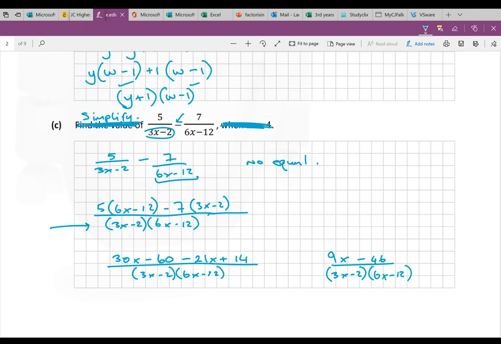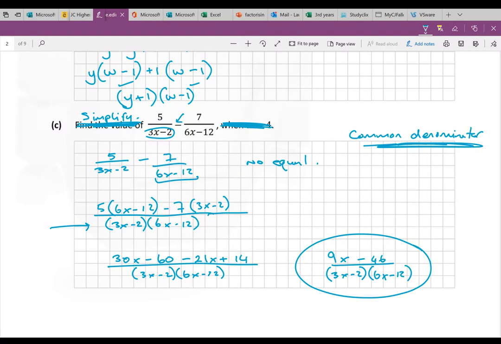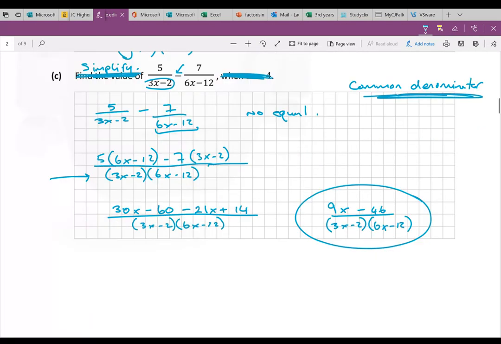So most important thing to take from this is, remember, if you were asked to simplify a fraction that did not have an equal sign, then you need a common denominator. So that's the big difference between a fraction that has an equal sign and a fraction that does not have an equal sign. This is simplifying. All it does is makes it into one fraction rather than into two separate fractions.